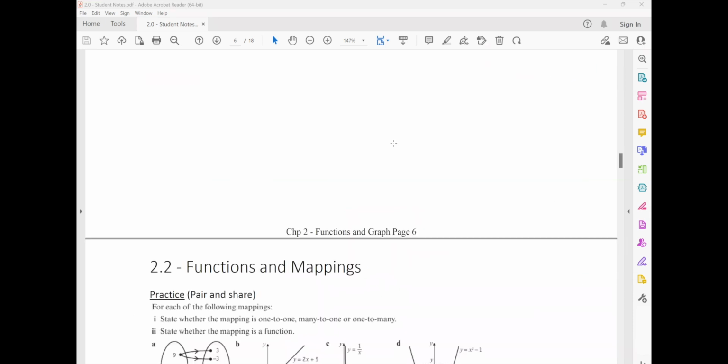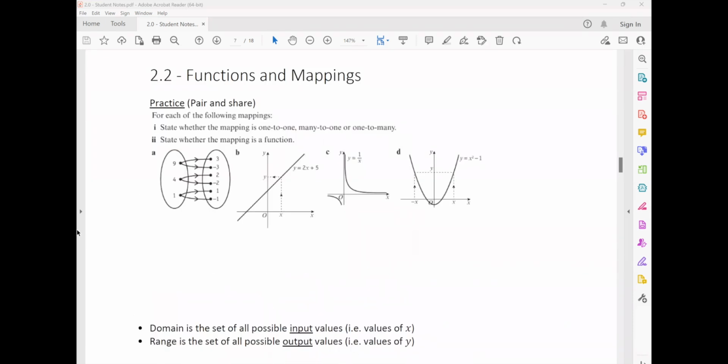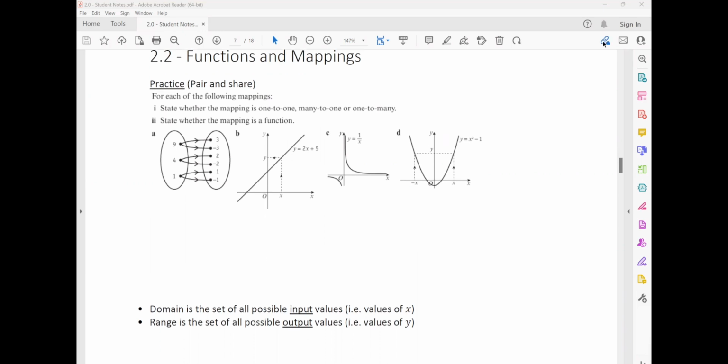So, practice. If you're watching a video, then you might not be able to pair and share, but you can maybe have a go at this question. Decide which mapping is one-to-one, many-to-one, or one-to-many, and then state whether the mapping is a function or not. When you're ready for the answer, you can press play.